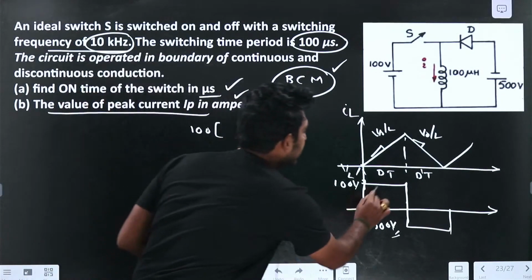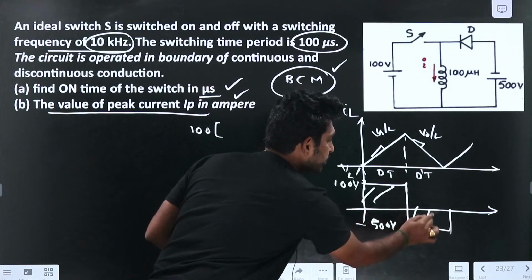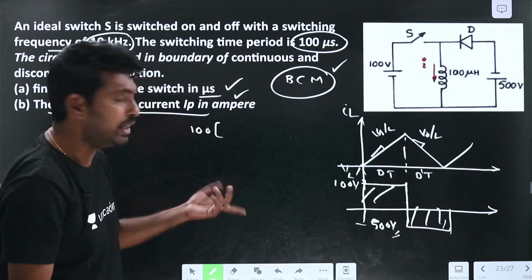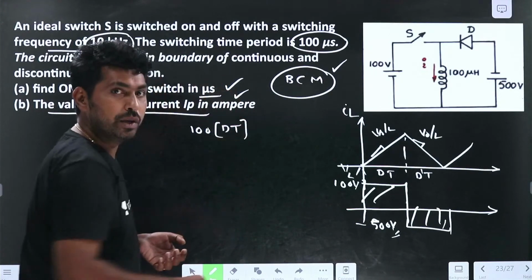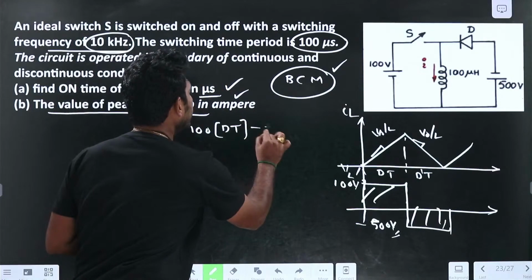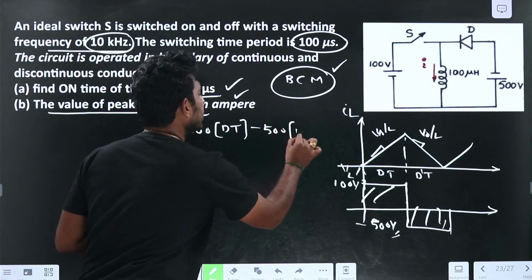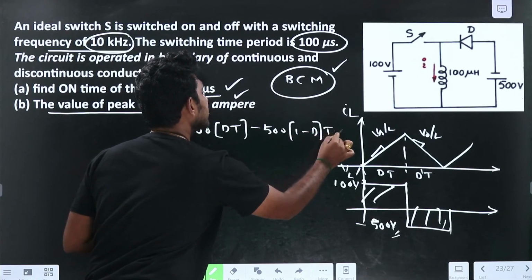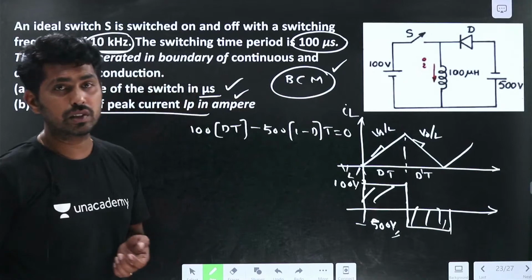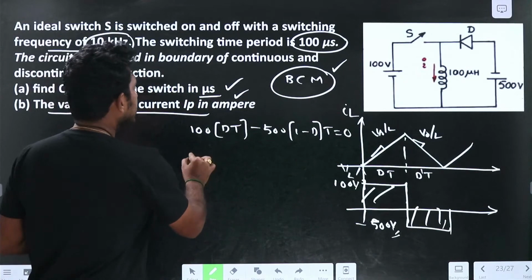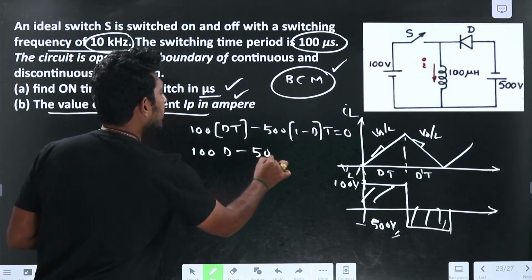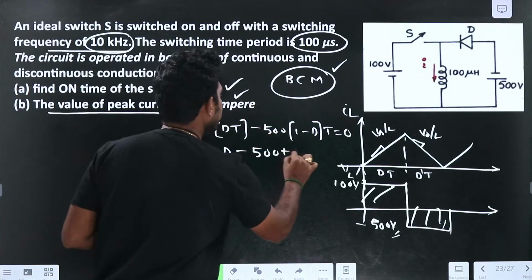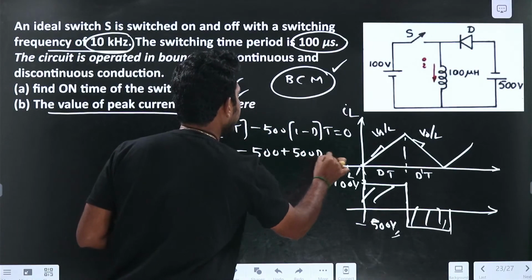If I find the integration of VL dt, it will be 0. So 100 into dt minus 500 into (1 minus d) into t, which is equal to 0. So if I find this, 100 into d minus 500 plus 500d equal to 0.